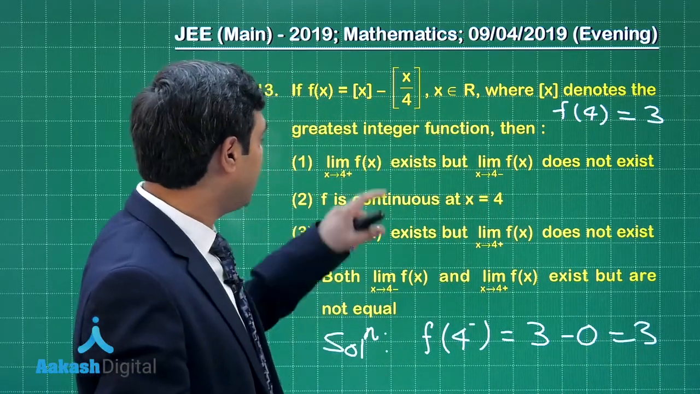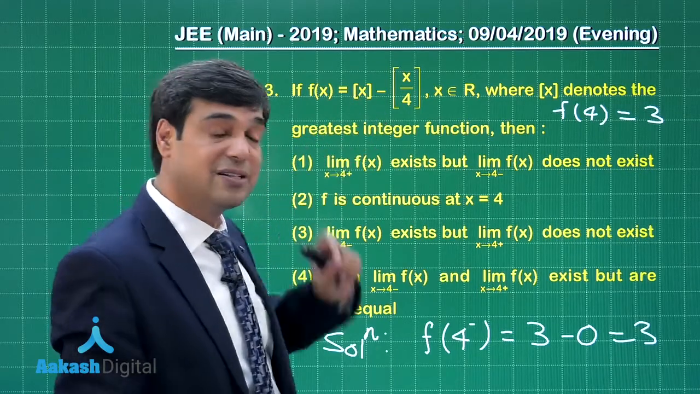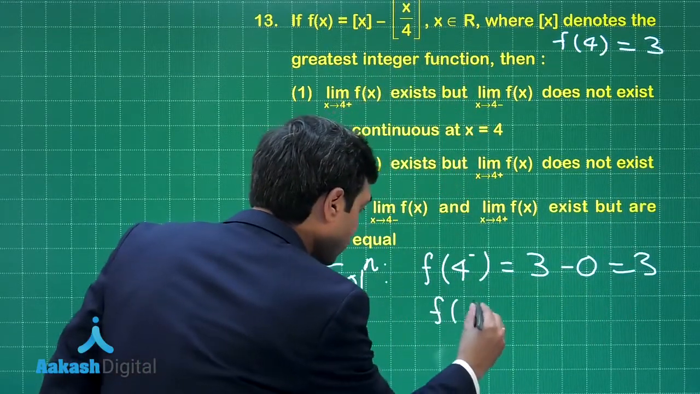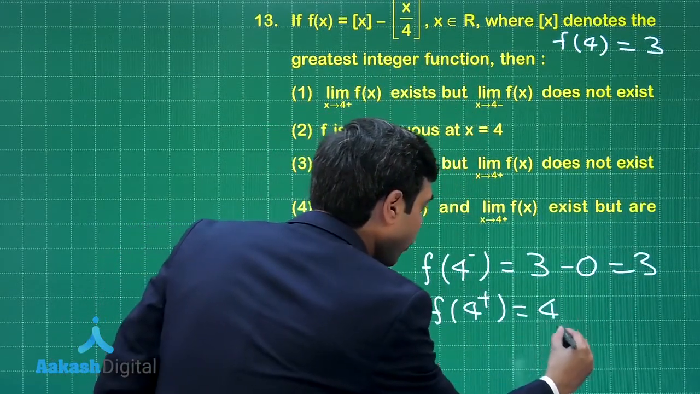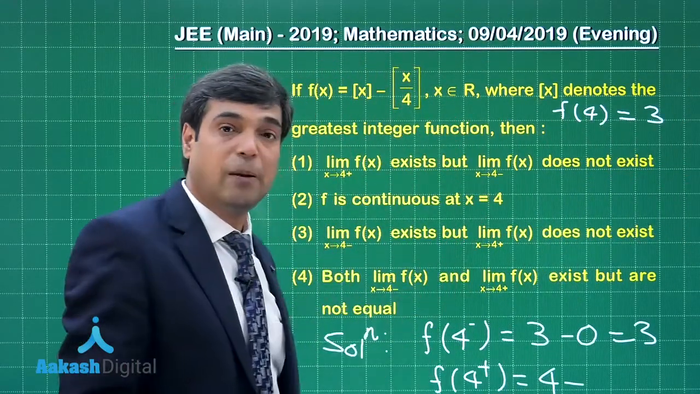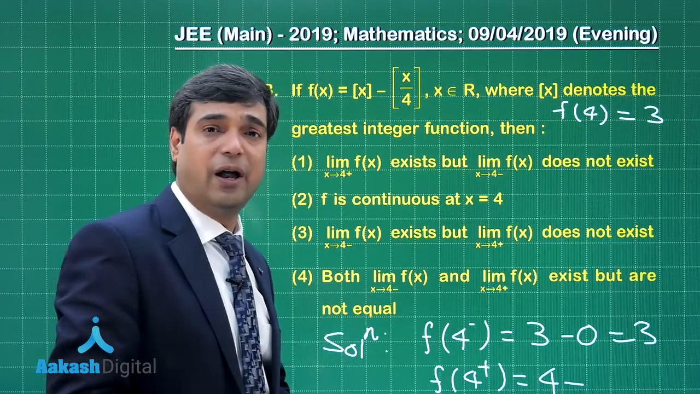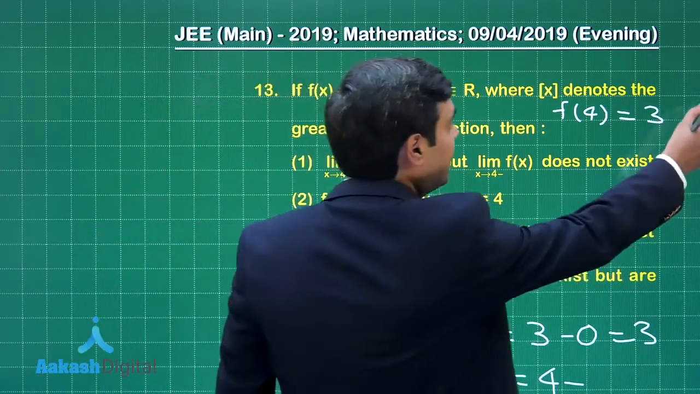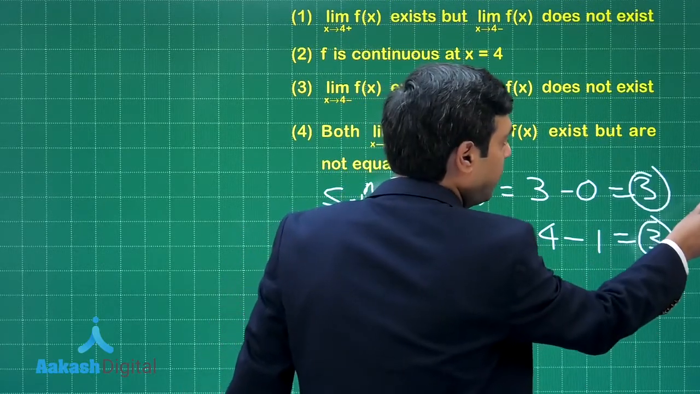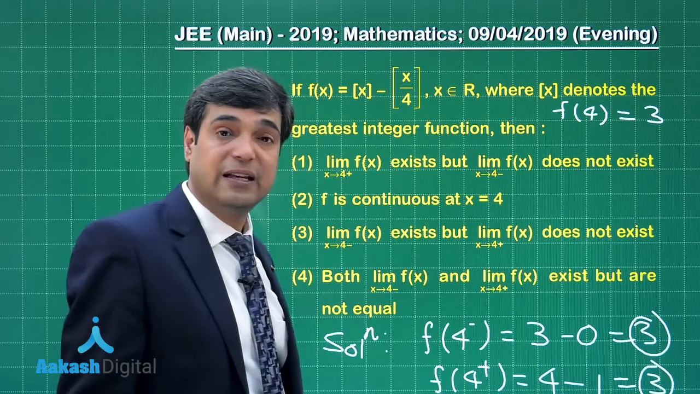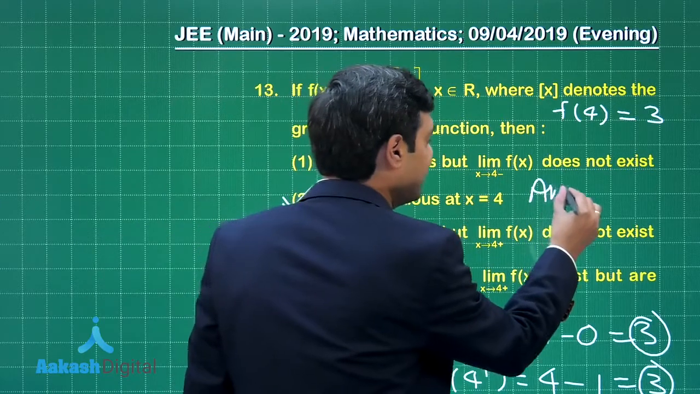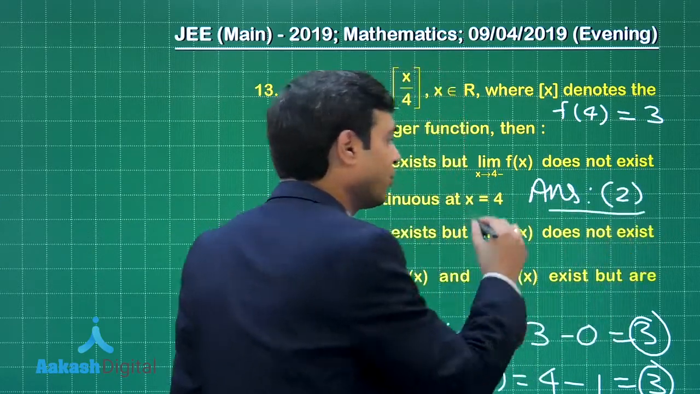Now go for the right hand limit. Right hand limit gives you greatest integer of 4 plus h. Let's write down f(4 plus). So this is 4 minus, next term is greatest integer of (4 plus h) upon 4, slightly greater than 1. When it is slightly greater than 1, the greatest integer will give you 1, finally turning up the answer as 3. So we observe LHL equals RHL equals value, which is equal to 3, meaning that the function is continuous at x equals 4.